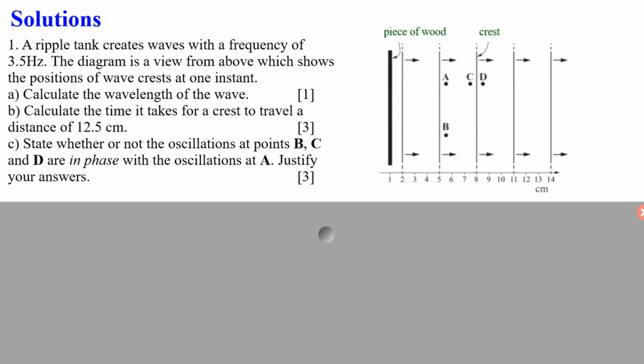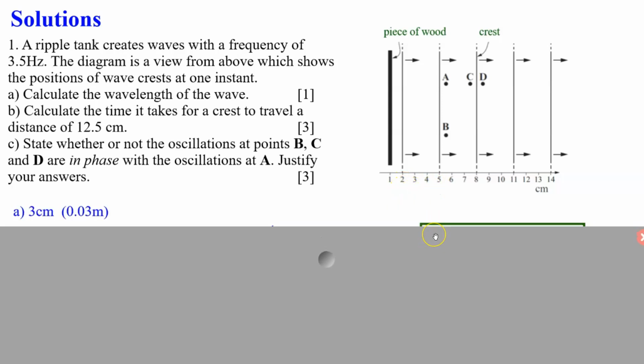Right, here we go. Question 1. It says we have a frequency of 3.5 Hertz. We've got this representation using wavefronts that we talked about in the first video. And it says calculate or determine the wavelength of the wave. So all we need to do is to look at two consecutive wavefronts. We go from 2 centimeters to 5 centimeters. The difference between the two is 3 centimeters, or in meters is 0.03.